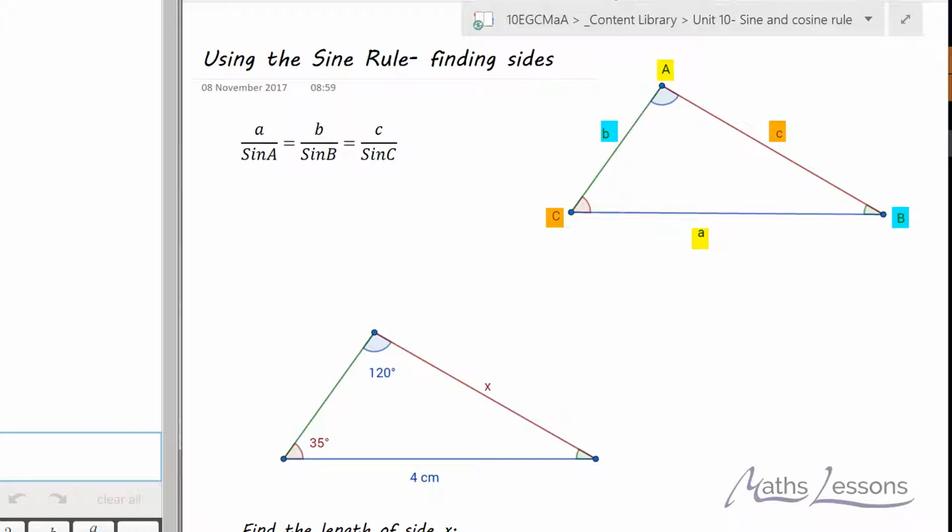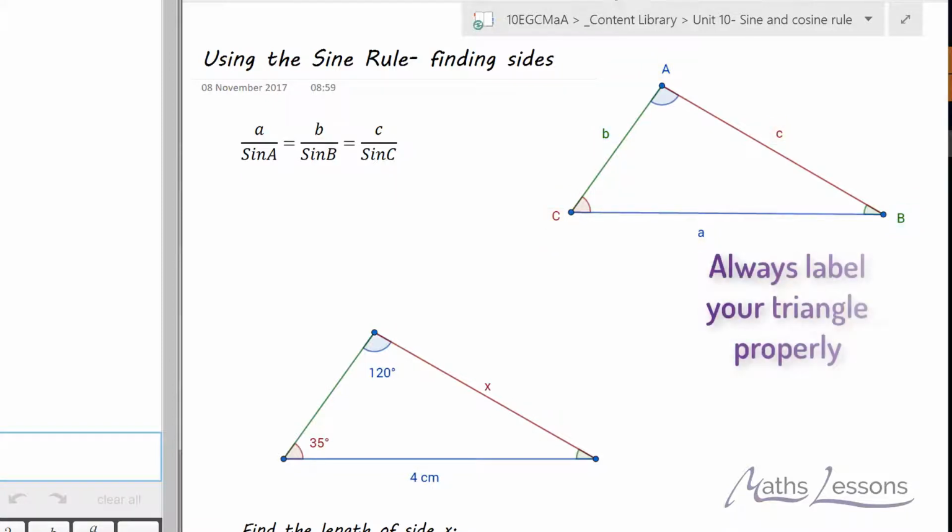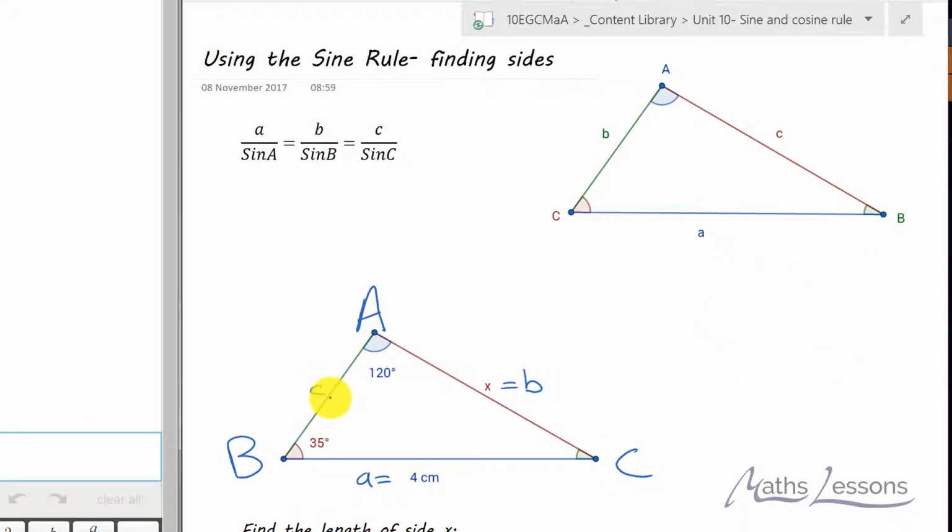So when finding the length of side x, the first thing we must do is label our triangle. It doesn't matter how you label it, so I'm going to label this side A. Therefore that will be little a because it's opposite. And I'm going to label this side B, and this side little b. You could label these C, but we're not going to need them in our question.